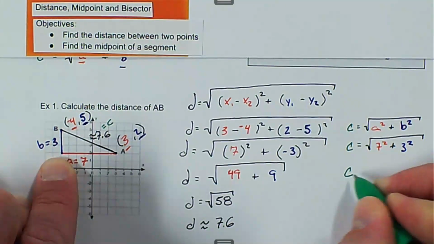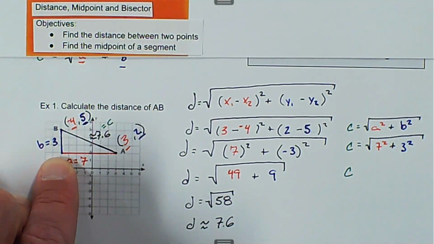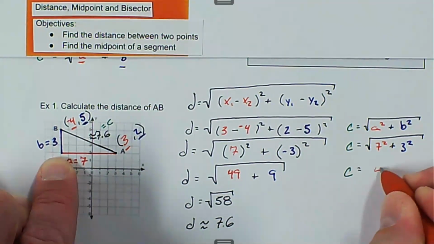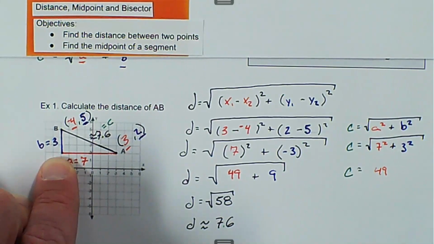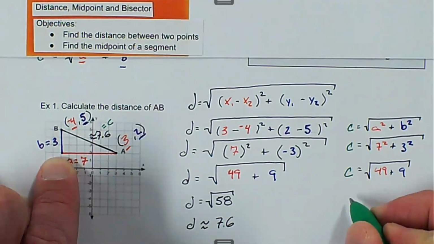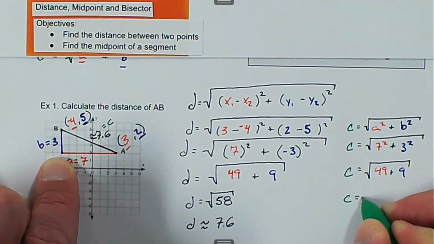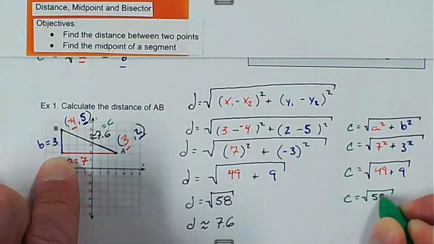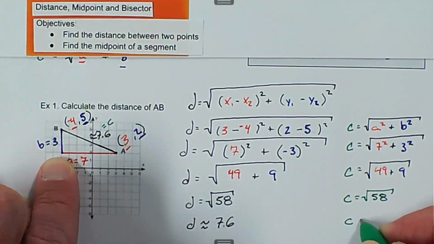So the value c is equal to, we know that 7 squared is 49. And we got 9, or 3 squared, which is 9. And square root. And we get the same values. So 49 plus 9, c is still equal to the square root of 58. And so c is approximately equal to 7.6.